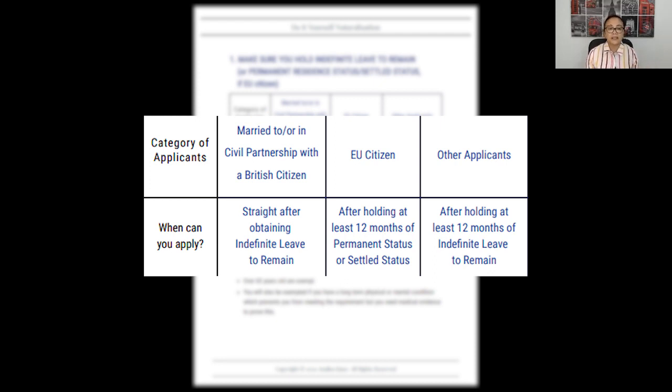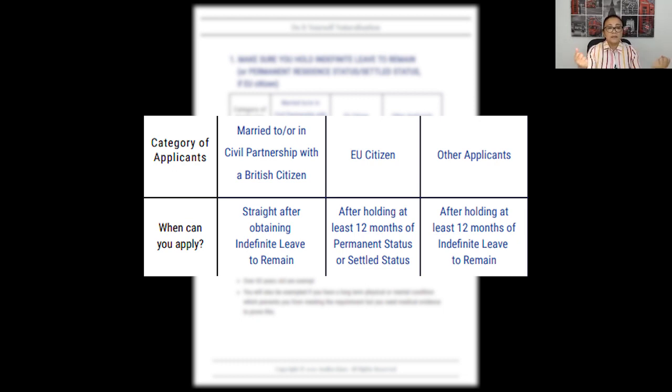So if you are married to or in civil partnership with a British citizen, you can apply straight after obtaining the indefinite leave to remain. So essentially, if you were granted indefinite leave to remain today, then the next day you can apply for British citizenship, absolutely no problem.